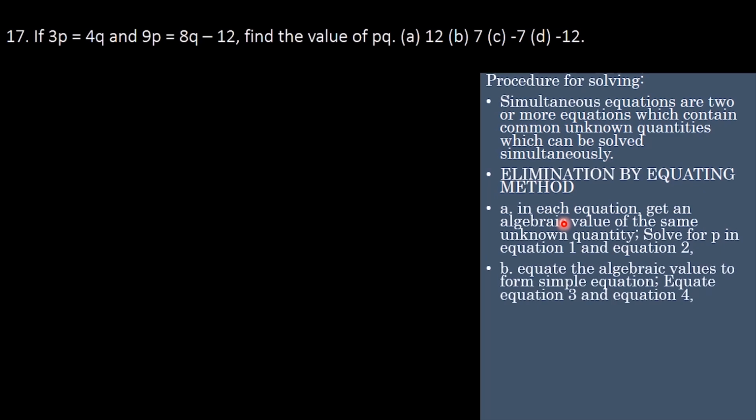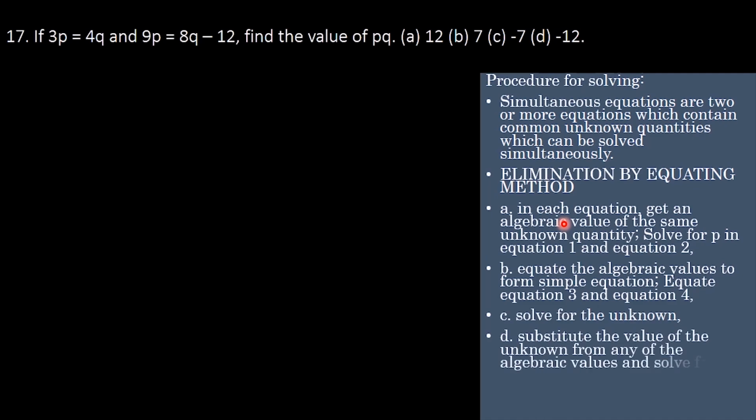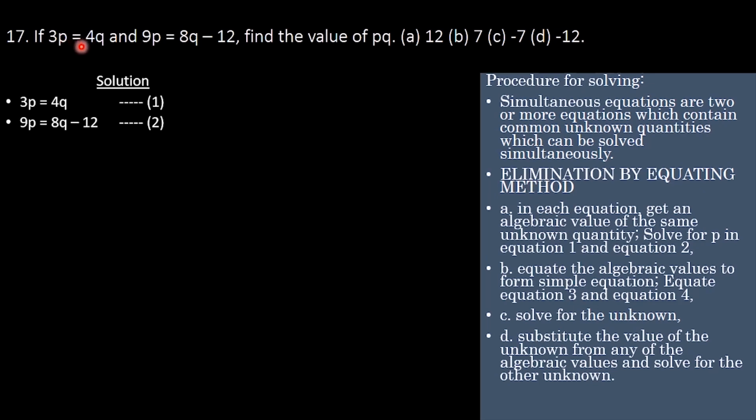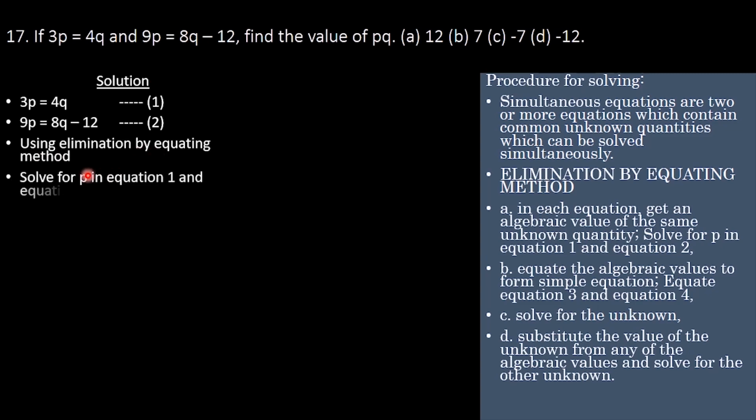Step C: we now solve for the unknown value and then substitute the unknown value into any of the algebraic values and solve for the other unknown value. Now let's check the solution here. Let's make this our equation 1 and this our equation 2. Then, using the elimination by equating method, let's solve for P in equation 1 and equation 2.